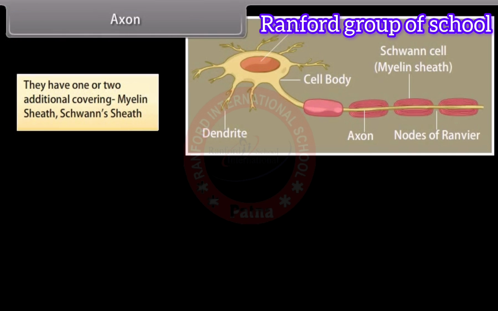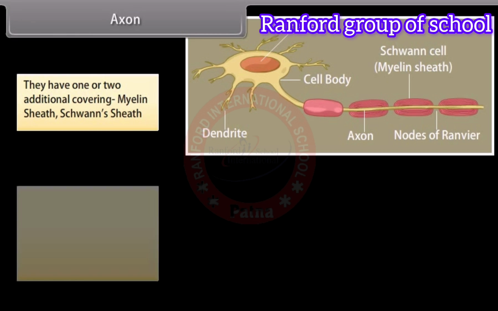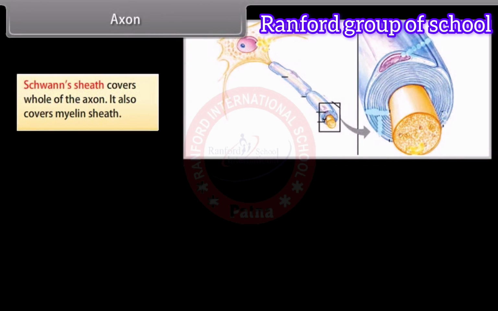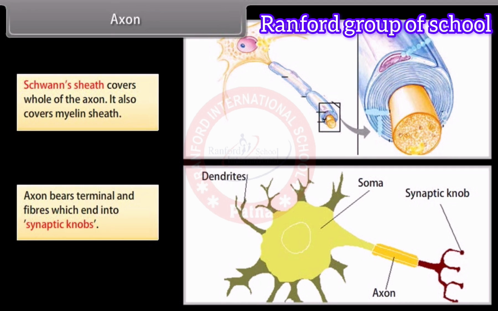They have one or two additional coverings: myelin sheath and Schwann's sheath. Myelin sheath around the axon is an insulating and protective sheath. At certain places, myelin sheath is absent, and that area is known as node of Ranvier. Schwann's sheath covers whole of the axon. It also covers myelin sheath. Axon bears terminal fibers which end into synaptic knobs.